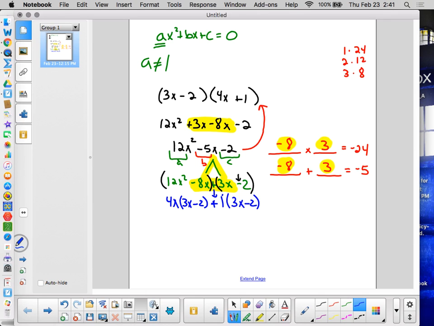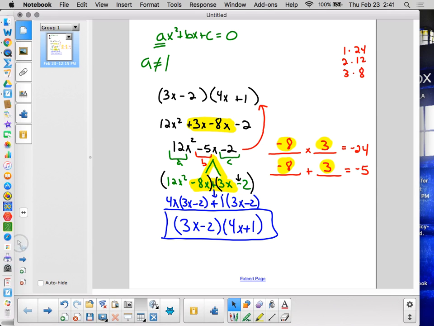3x minus 2. And you'll note now the 3x minus 2's are common, leaving me a 4x plus 1. And sure enough, when I factored it, I wind up right where I started before I started my FOIL problem. So it works out beautifully. So that is how we factor something with a leading coefficient that isn't 1. Let's practice that a little bit more.